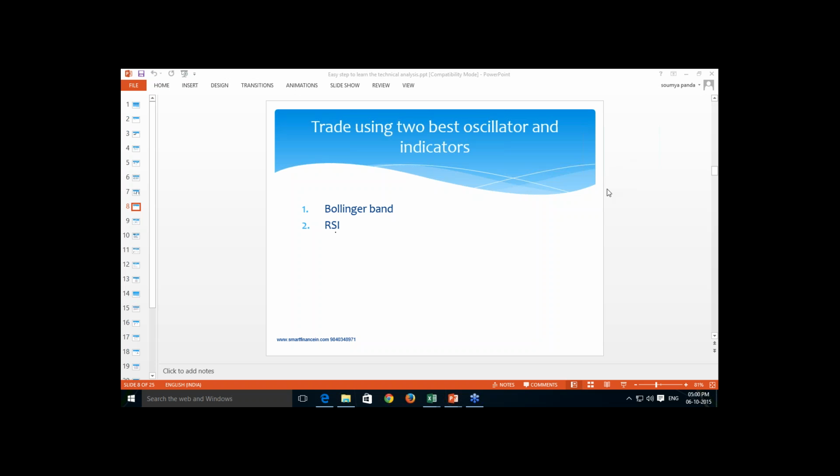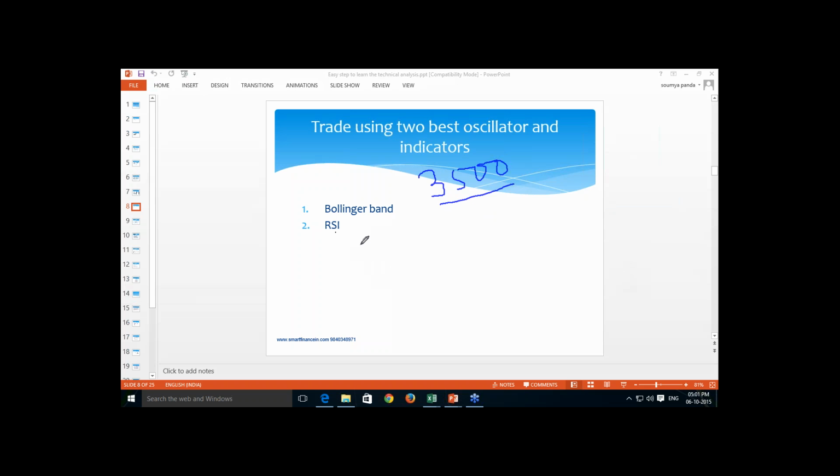Ask me how many indicators and oscillators are available in the technical domain for study. There are 3,500 plus indicators and oscillators available. So what is the indicator and what is the oscillator? This we need to understand in the very beginning.